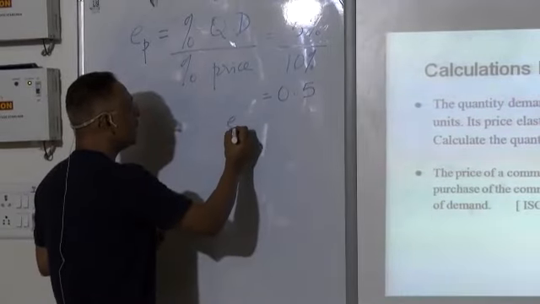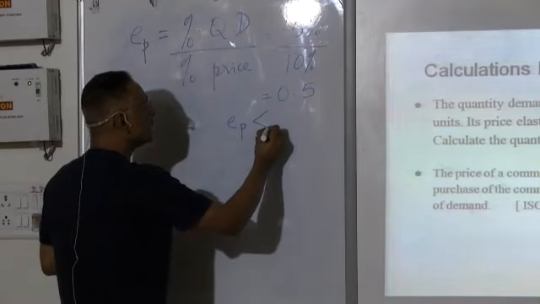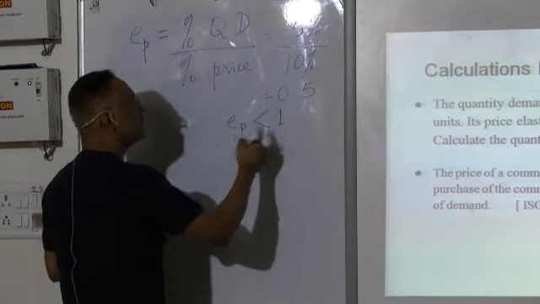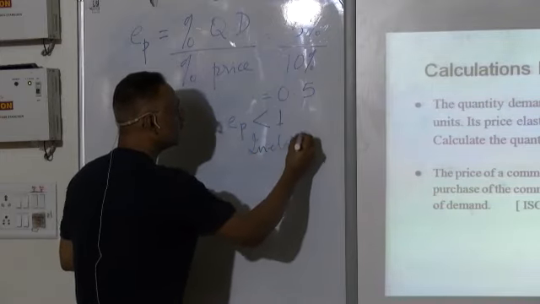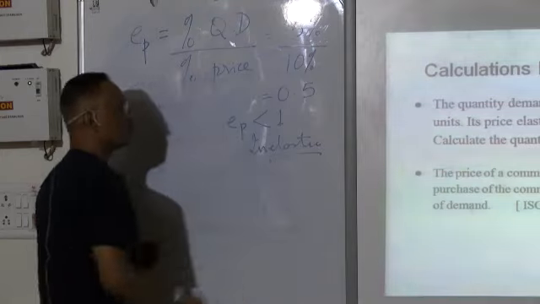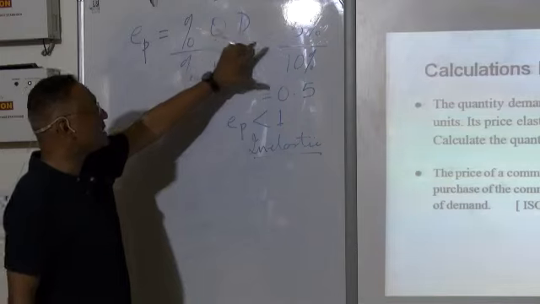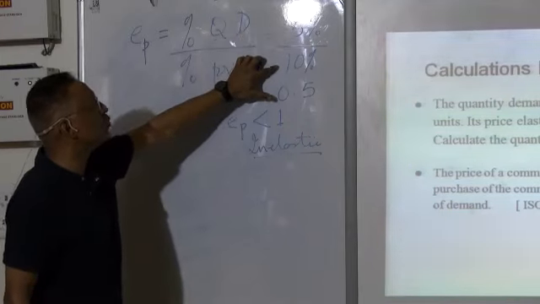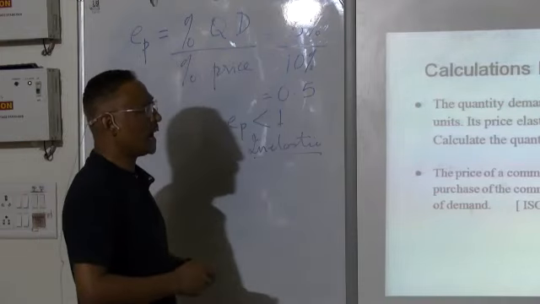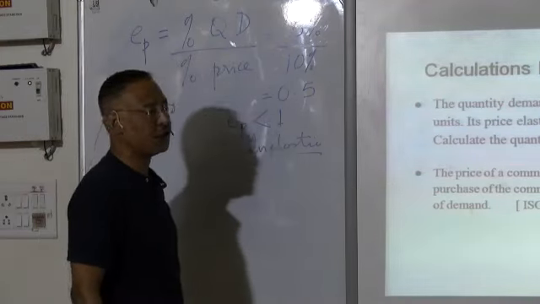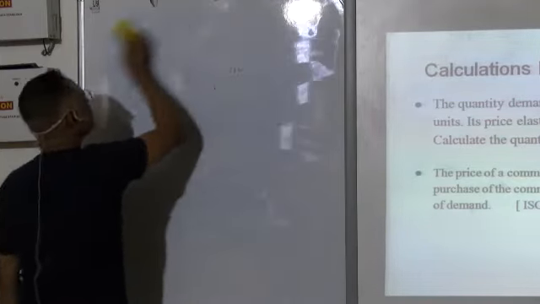We say EP, price elasticity of demand, is less than 1. If it is less than 1, we say it is inelastic demand, or price elasticity of demand is inelastic. So these are the very simple questions where percentages are given to you. You just have to put the values and solve. Whereas in ISC, these are the questions that are generally asked. So I would like to solve these problems for you.